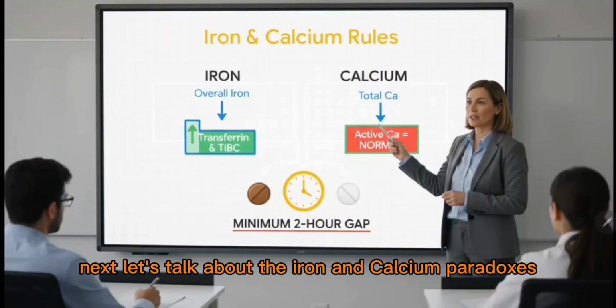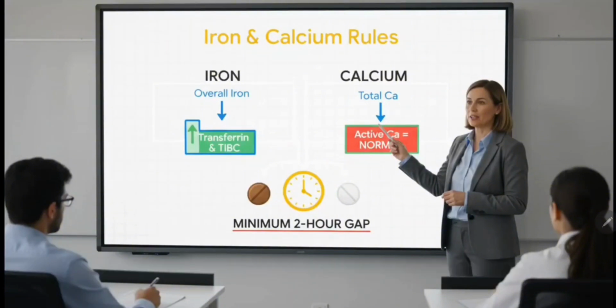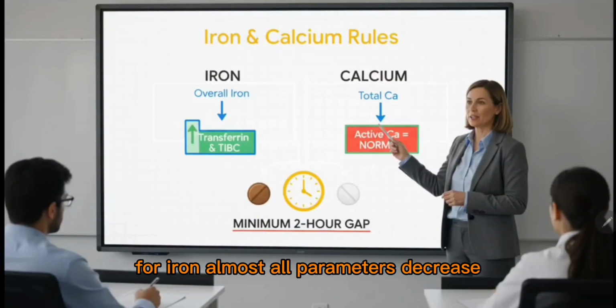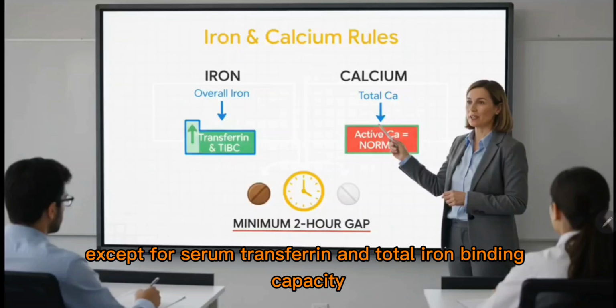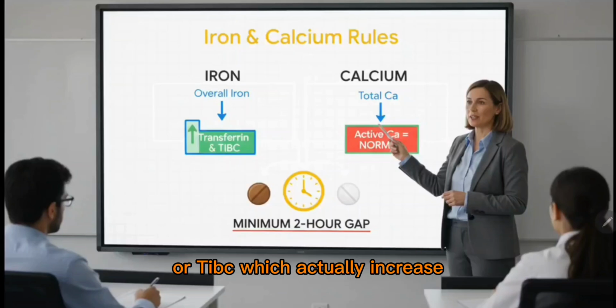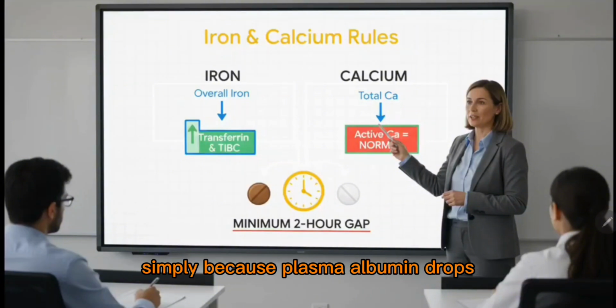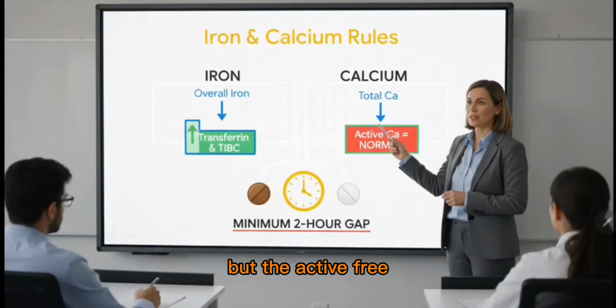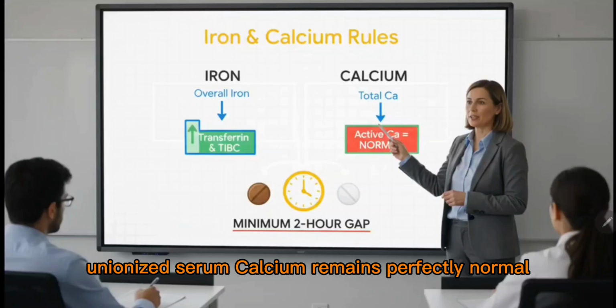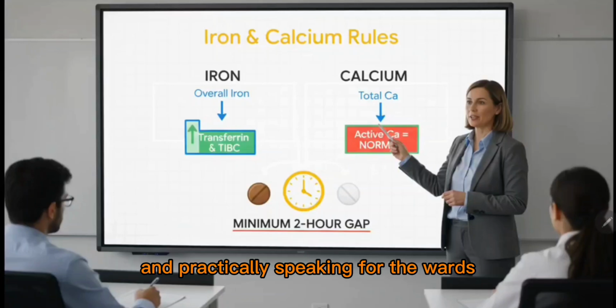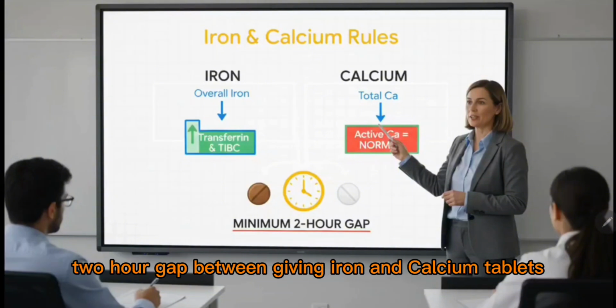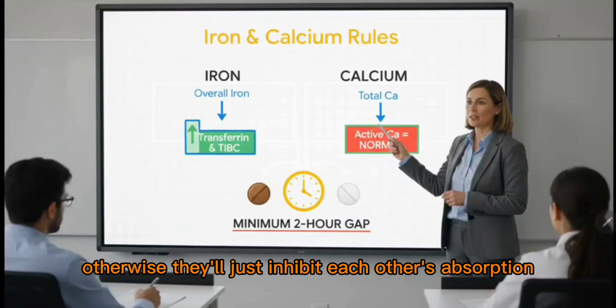Next, let's talk about the iron and calcium paradoxes. For iron, almost all parameters decrease except for serum transferrin and total iron binding capacity, or TIBC, which actually increase. For calcium, the total maternal calcium decreases simply because plasma albumin drops, but the active, free, unionized serum calcium remains perfectly normal. And practically speaking for the wards, always remember the golden rule. You must maintain a minimum 2-hour gap between giving iron and calcium tablets, otherwise they'll just inhibit each other's absorption.